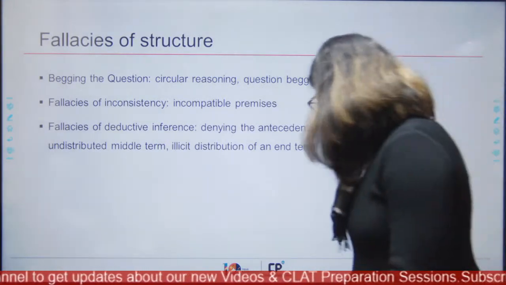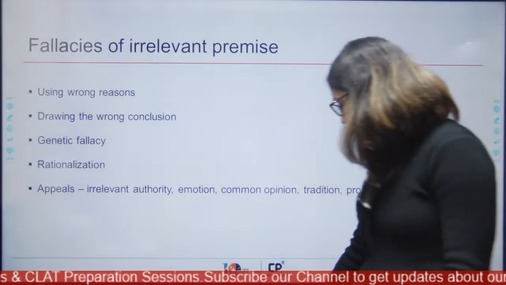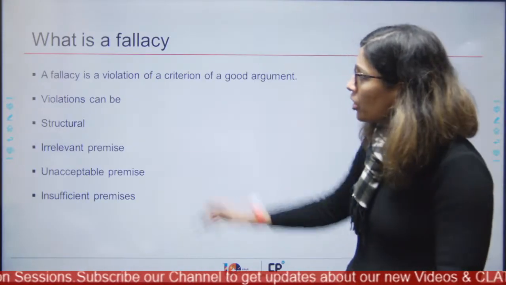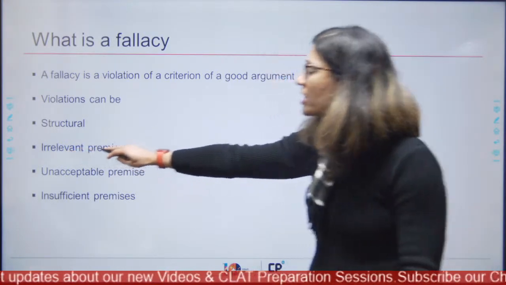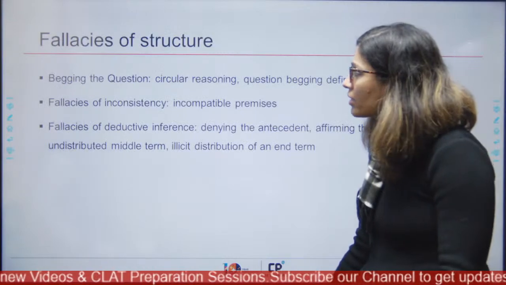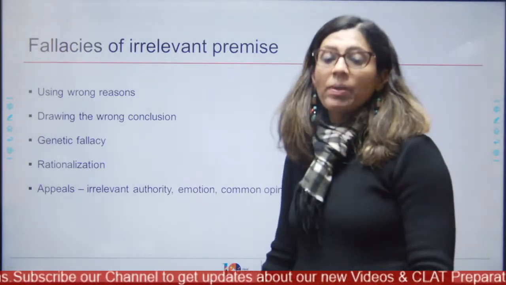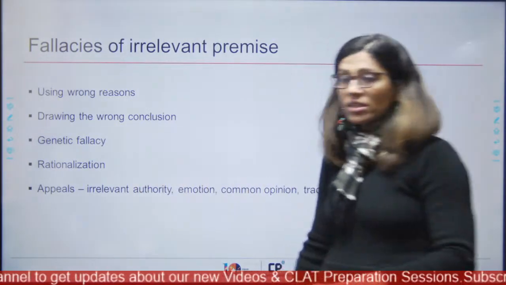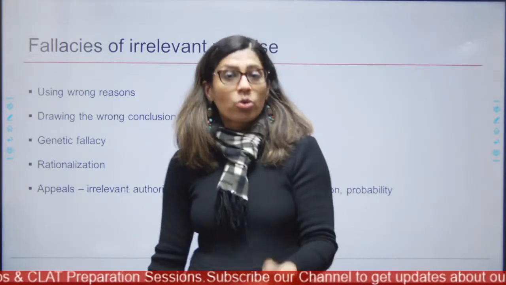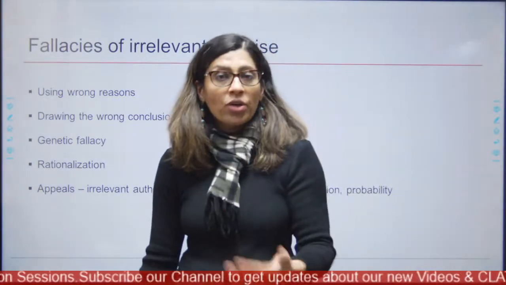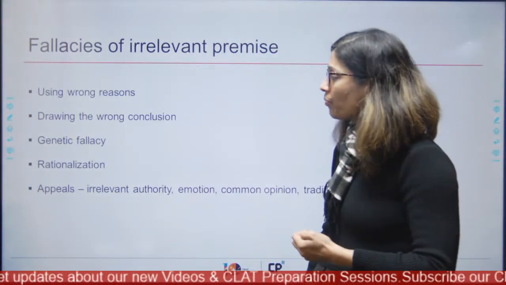Alright, next I'm going to give you the list of fallacies of the irrelevant premise. So let's go back and see what this is. We have done the fallacies of structure. Now we come to fallacies of irrelevant premise. And what are the fallacies we are going to study there? Irrelevant premise would be using wrong reasons or purposely drawing the wrong conclusion, where reasons are spoken of which are different and the conclusion is being drawn incorrectly.